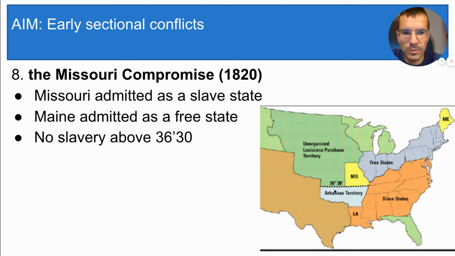All right, take a look at this map. Here is Maine up in the north. Here is Missouri, the new slave state. And here is the line of latitude of 36°30'. No new slave states could be created north of that line.